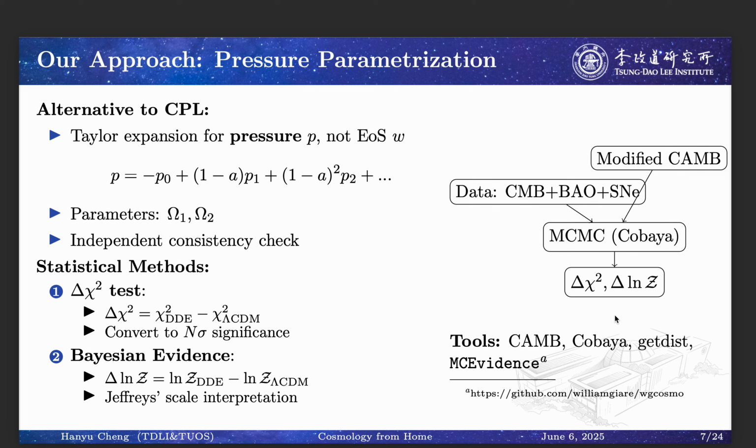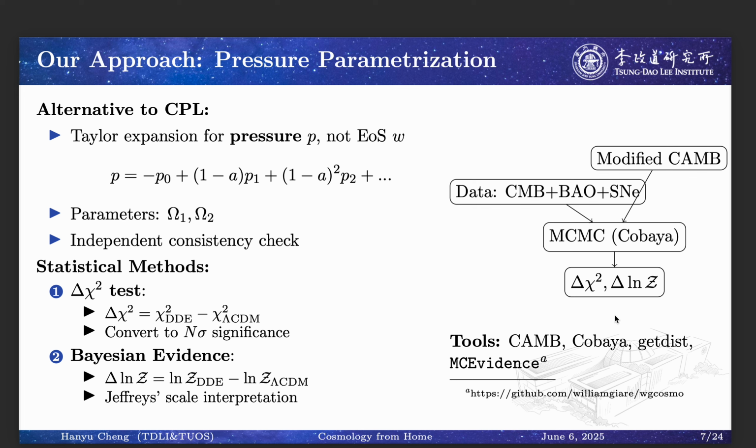Somebody might ask why P0 is not a free parameter here. P0 corresponds to the present day energy density of dark energy, and this value can be derived from the energy density of other components, because we require the universe to be flat today. So if we use this pressure parameterization, it can be considered as an independent consistency check besides CPL.